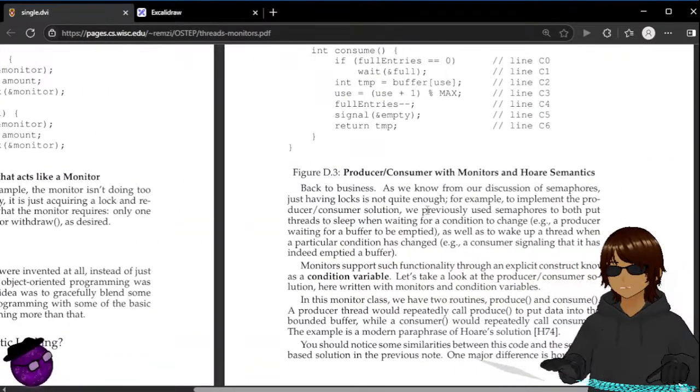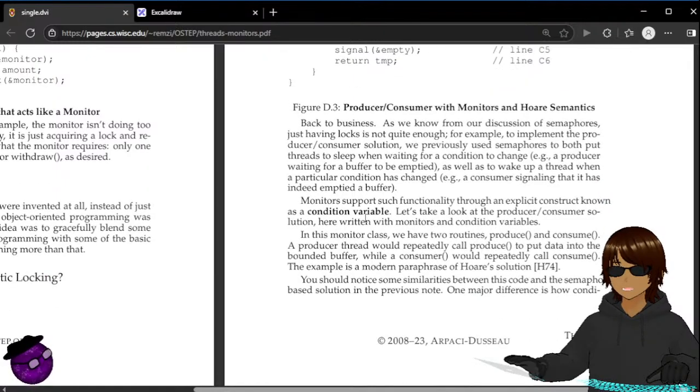Back to business. As we know from the discussion of semaphores, having just locks is not quite enough. For example, to implement the producer-consumer solution, we previously used semaphores to both put threads to sleep when waiting for the condition to change, as well as wake up a thread when a particular condition has changed. Monitors support such functionality through an explicit construct known as a condition variable. Let's take a look at the producer-consumer solution, here written with monitors and condition variables.